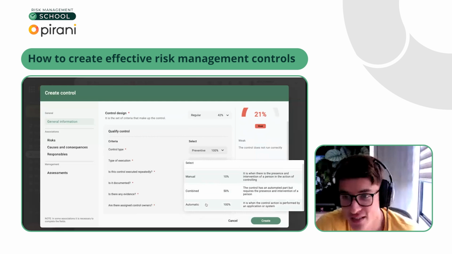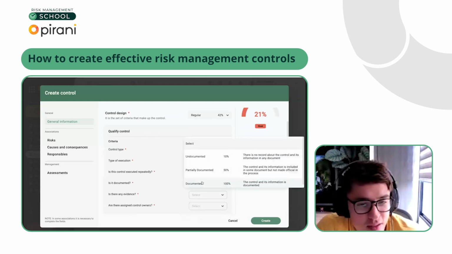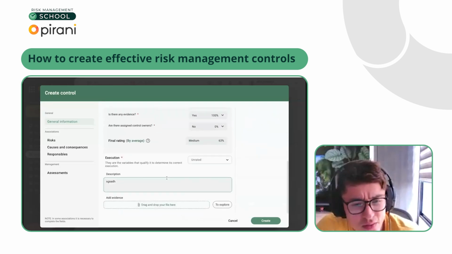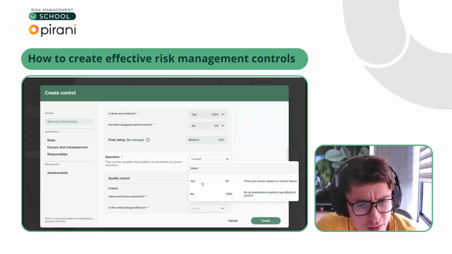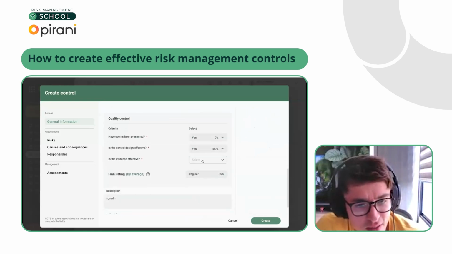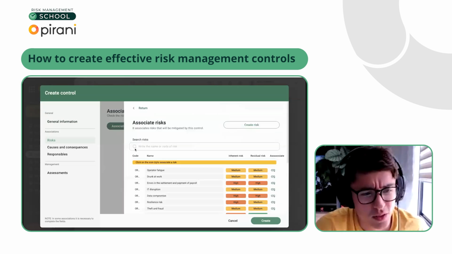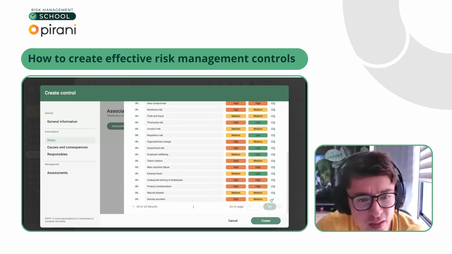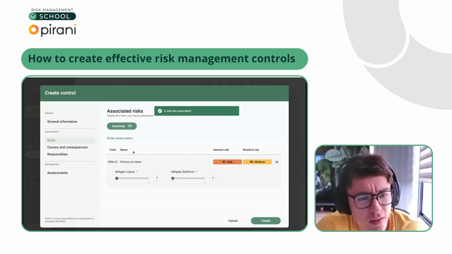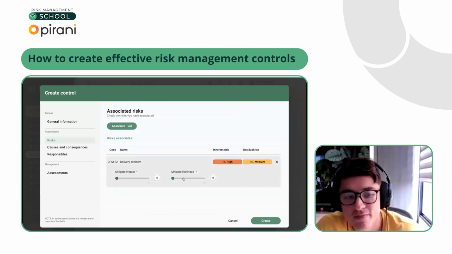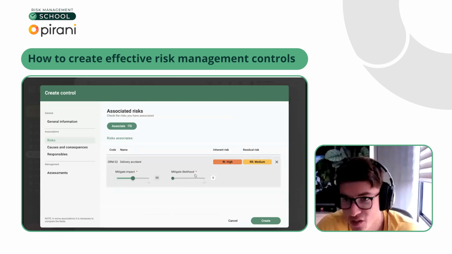It's not the same as automatic, right? Is it documented? Does it have evidence? So the execution, yes, now. Now we're going to associate the helmet again with the risk of delivery accident. And the helmet is going to reduce the impact, not the likelihood. The impact, right? Because the helmet is not going to reduce the likelihood.